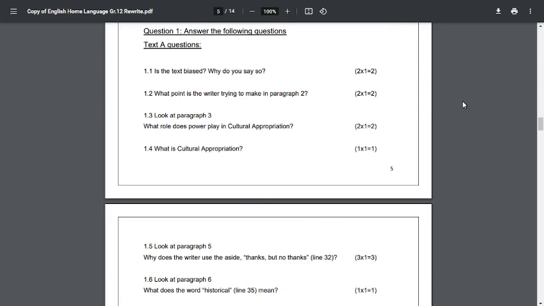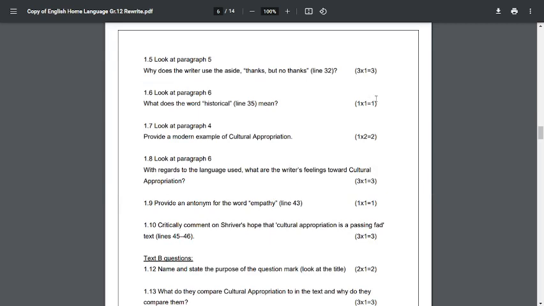Then we have some 3 by 1s, 1 by 1s, and here we have a 1 by 2. So 1 by 2 means that you only have to have essentially 1 correct point or 1 correct idea, and that gets 2 marks. Meaning that if you get it wrong, you get 0. There's no way to get 1 mark in this question. You either get 0 or 2.